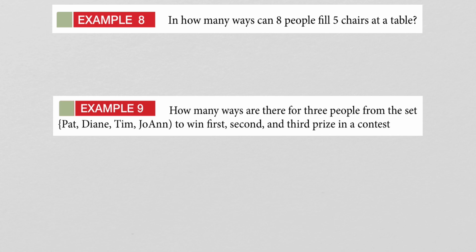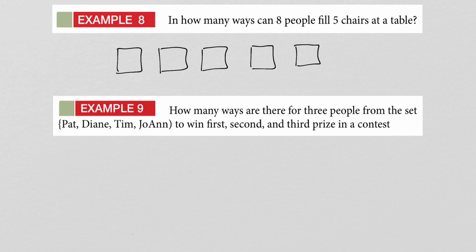In our next example, in how many ways can 8 people fill 5 chairs at a table? All right. So again, let's assume we have 5 chairs. So we have 5 boxes, if you will, and we will assume that the chairs are in some kind of an order. And we want the 8 people to fill those 5 chairs. So in the first chair, we have 8 choices. In the second chair, we have 7 choices. In the third chair, we have 6 choices. And then 5 choices, and then 4 choices. And we're just going to multiply all these numbers together to get 6,720. And of course, you would get the same thing if you use the formula, 8 objects picking 5.